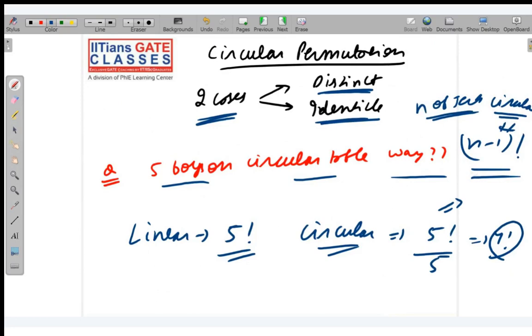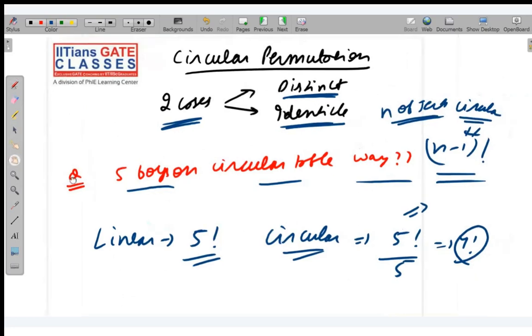What is the proof? Don't worry, in the next slide I will tell you the proof also, but please note down this formula. Linear is only 5 factorial, but in circular it is 5 factorial divided by 5, and the answer is 4 factorial. So generalized, for n objects in circular arrangement, there are n minus 1 factorial ways. Let me write it properly, 4 factorial. Now take a snapshot. What is the proof of why we are dividing by 5? Let me tell you in the next slide. Please take a snapshot.